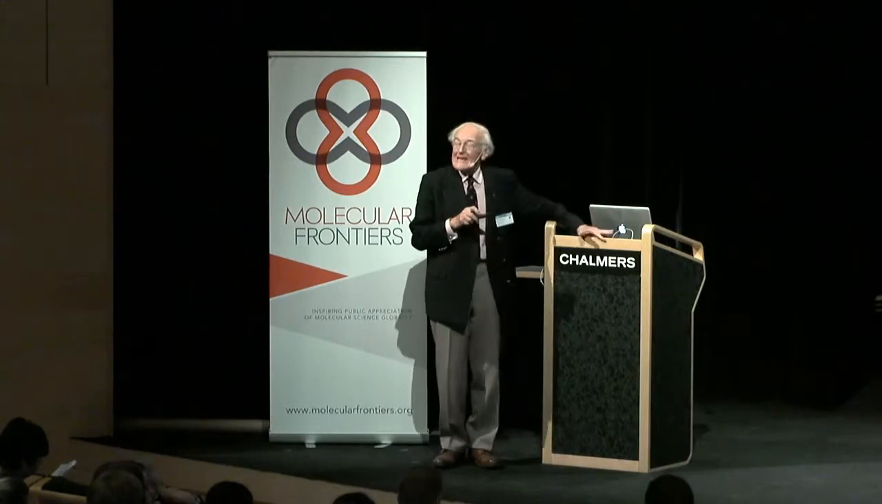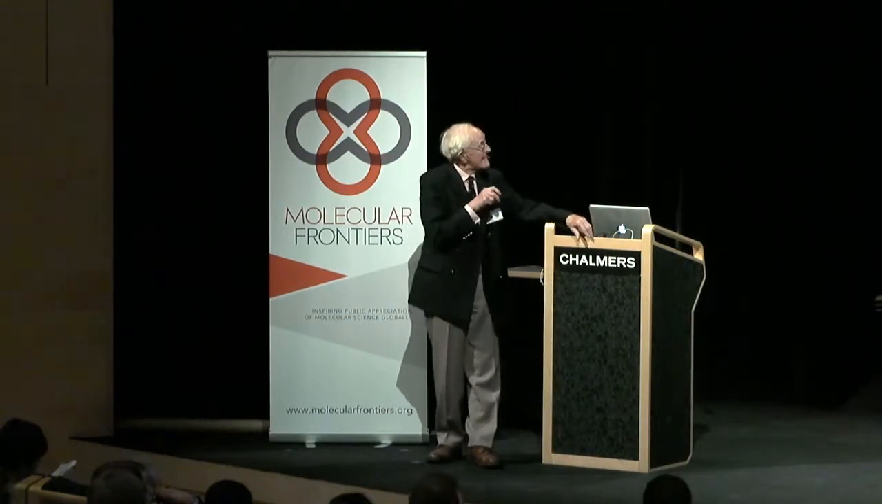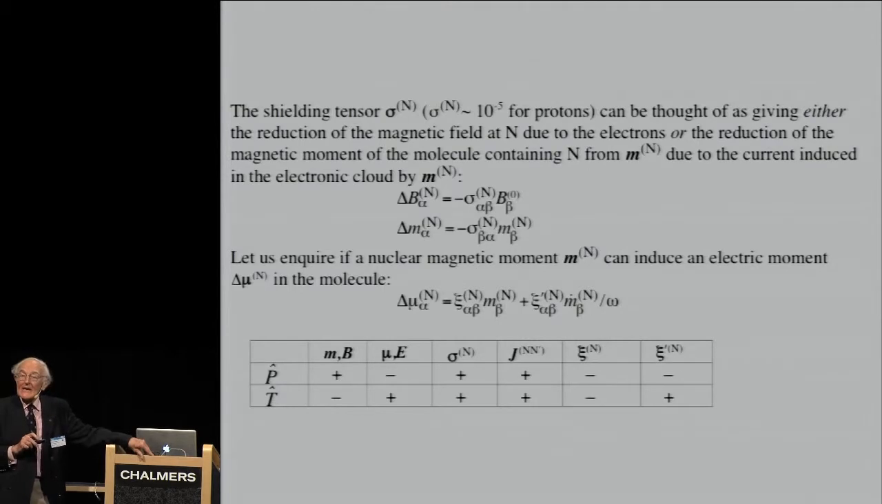Now, as I mentioned, this property is the same for a molecule and its mirror image, so there's no chirality there. What do we need for a chiral response? Well, we want to find something odd under parity, so let's look at the electric dipole. Can a nuclear spin induce an electric dipole in the molecule? Delta mu. Well, here's a linear response to the magnetic moment, and here is a linear response to the time derivative of the magnetic moment. The magnetic moment is changing in time, and it's changing in time typically at a radio frequency, the frequency of the spectrometer.